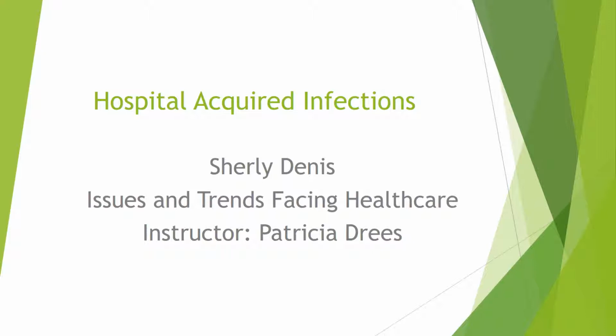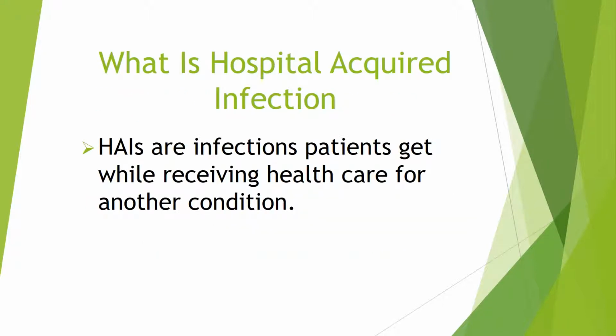I'm doing my presentation on hospital acquired infections. So what is hospital acquired infection? Hospital acquired infection is an infection a patient gets while receiving health care for another condition. For example, a patient might be admitted for something really simple and end up having C. diff or UTI or pneumonia.